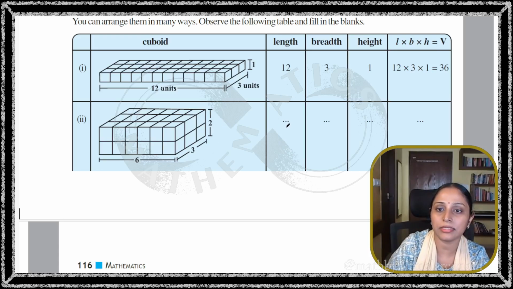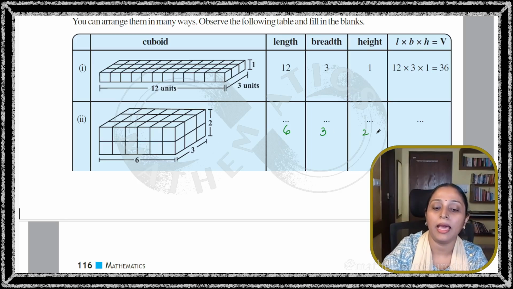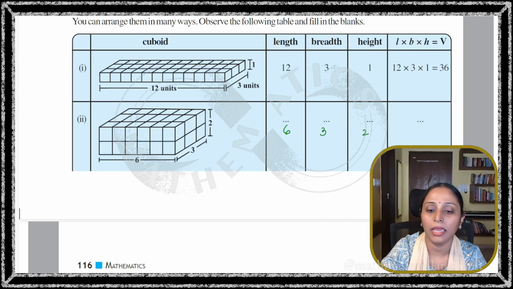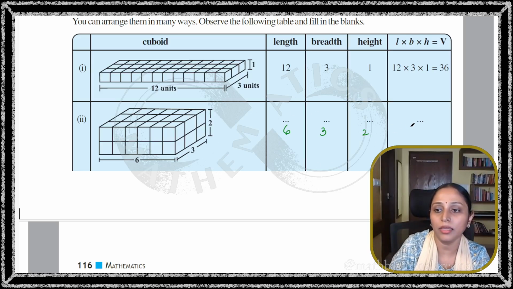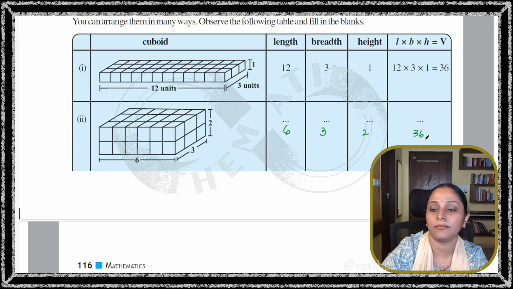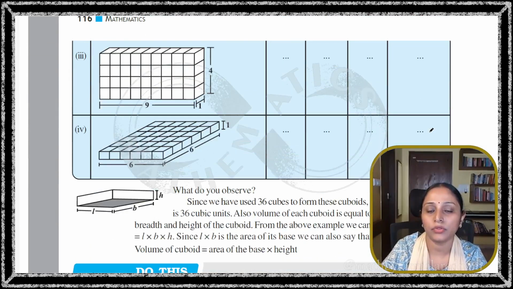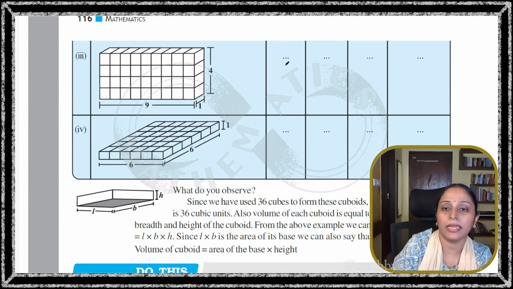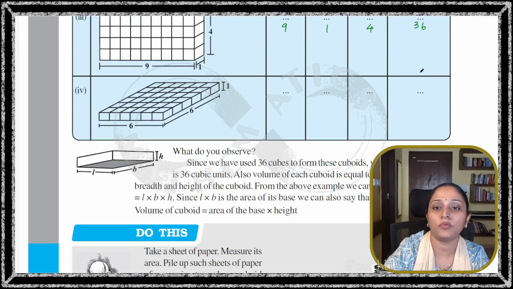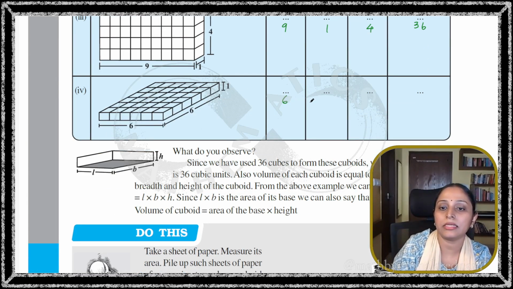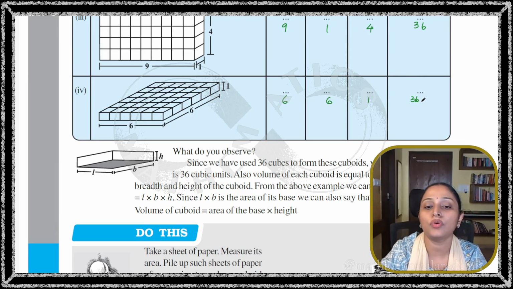Here the length is 6, breadth is 3, height is 2. And you can see that the volume happens to be 36, right? In this case, the length is 9, the breadth is 1 and height is 4, and again it is 36. And in the next one, the length is 6, the breadth is 6, the height is 1 and again it is 36. So what do you observe?